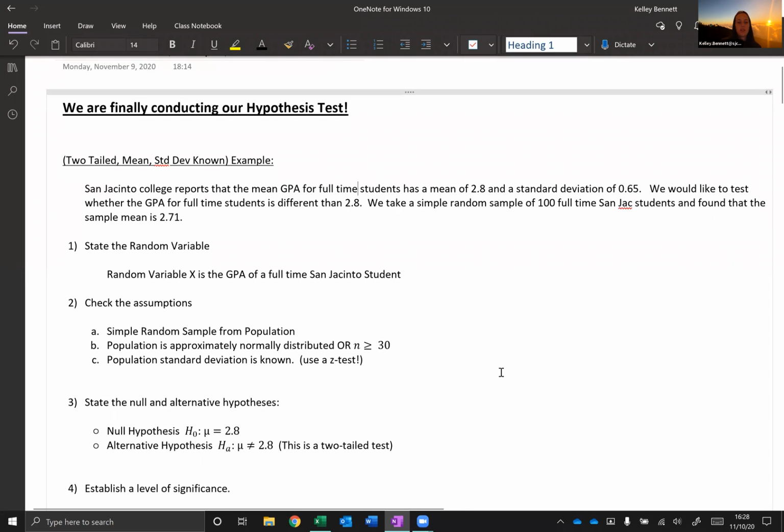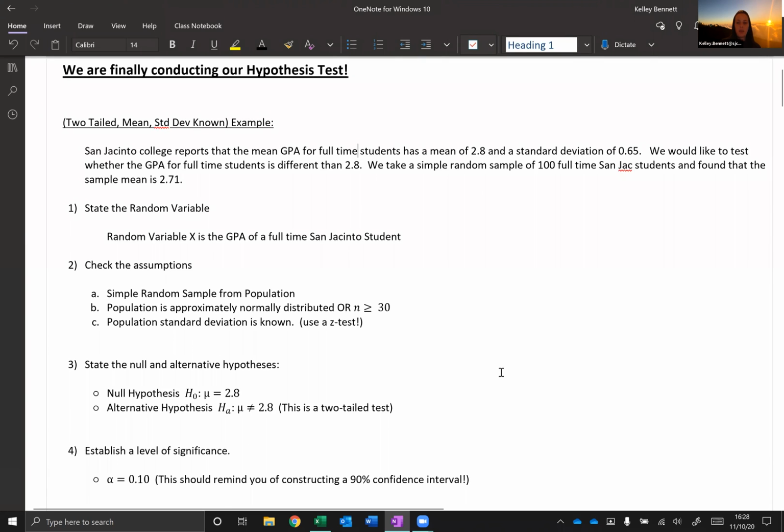So the next thing we want to do is state the null and alternative hypothesis. So San Jacinto College is telling us that the mean is 2.8. We would like to test whether the GPA is different than that. So remember that what you want to show, what you want to test is always going to be your alternative hypothesis. So our alternative hypothesis is that mu does not equal 2.8. And the null hypothesis is that mu is equal to 2.8.